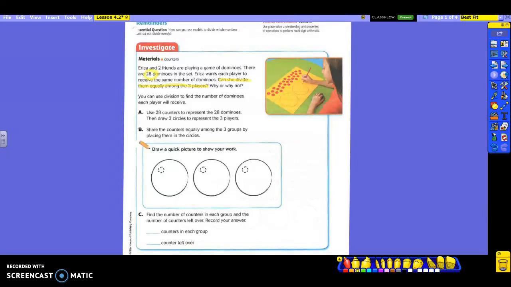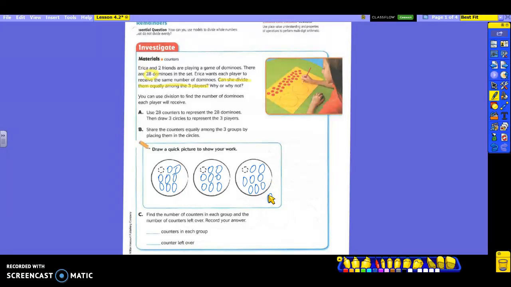All right, who can tell me how many counters you had in each one of your groups? 9. So since they already drew one, that's already going to be counted as 1. So we'll get 9 in each one. Now, did we have any remainders? I hear yeses. How many remainders did we have? 1. So all you need to do is draw that down here somewhere.